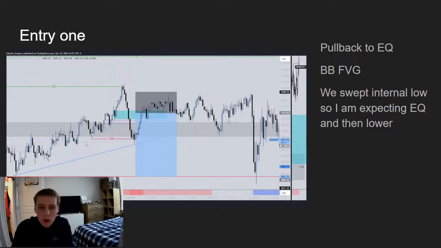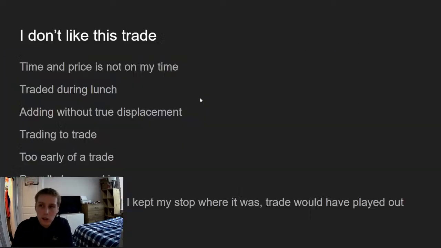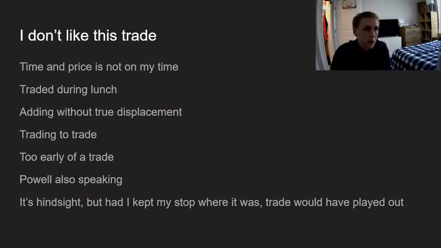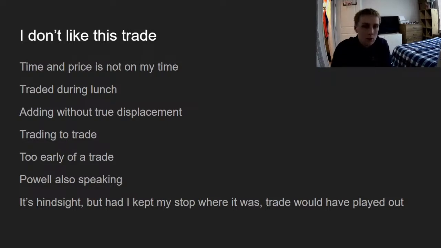That's all we've done. We've taken this low, come back up. There's nothing here. There's nothing here. Strictly added without true displacement. Ideally, when I want to be adding to position is when I have very high confidence of us running to a low. I just added to add. I was just in this trade to be in this trade. I was trading this trade. It's too early of a trade.